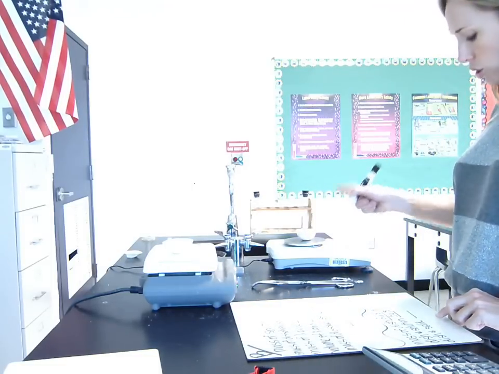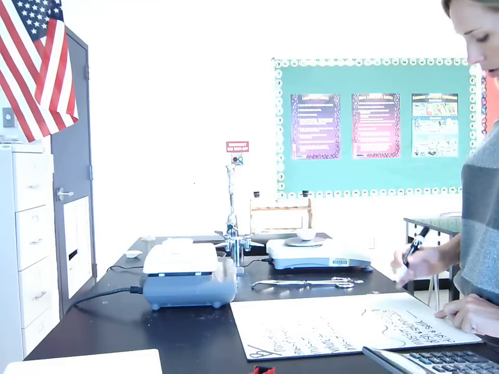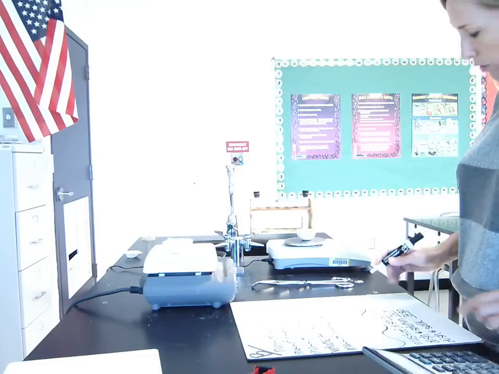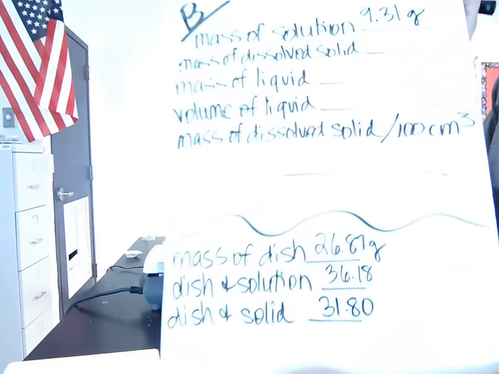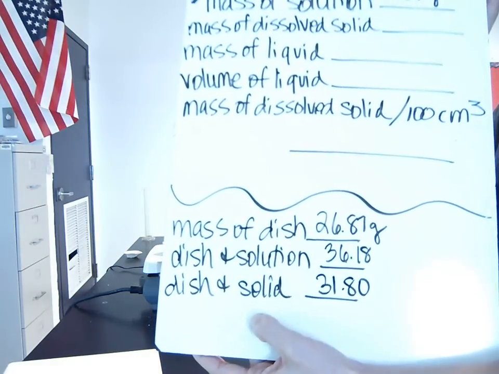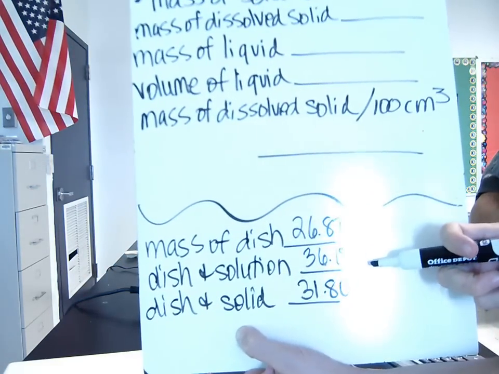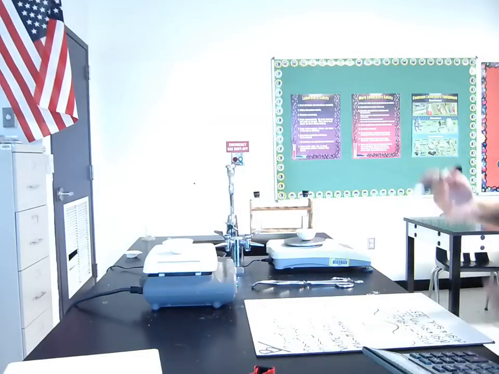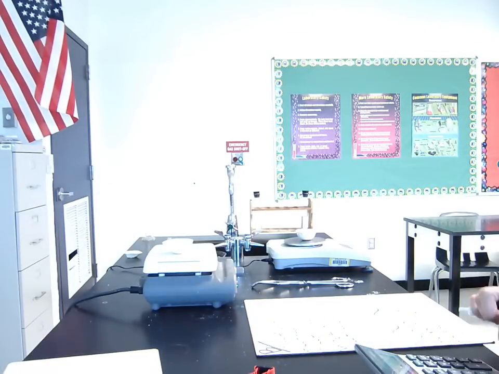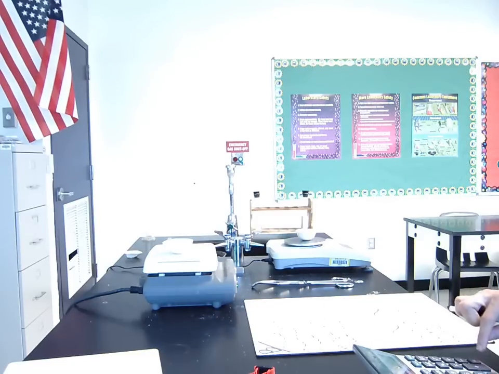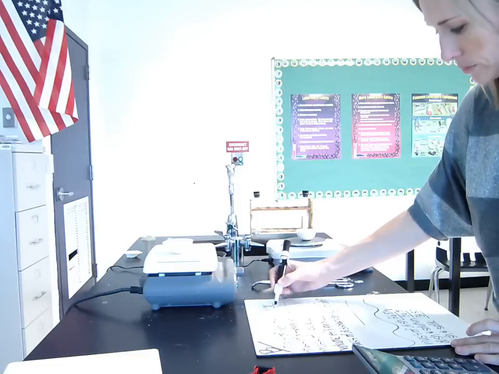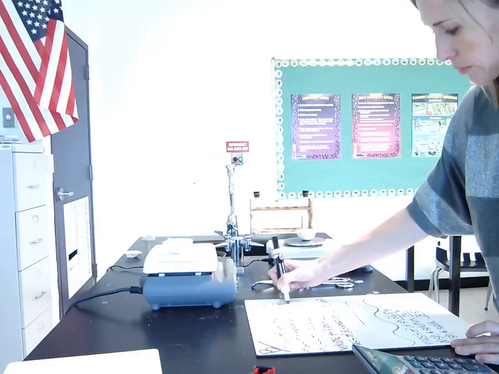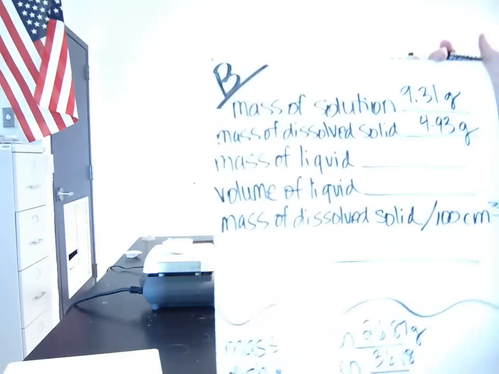Okay, the mass of the dish plus the solid is 31.80. So here we go, down here. The dish plus the solid is 31.80. Now what we're going to do is take this number, subtract the mass of the dish, and then we know how much solid we had. We know how much solid had been dissolved in that solution. So let's see, 31.80 minus 26.87 is 4.93. 4.93 grams.